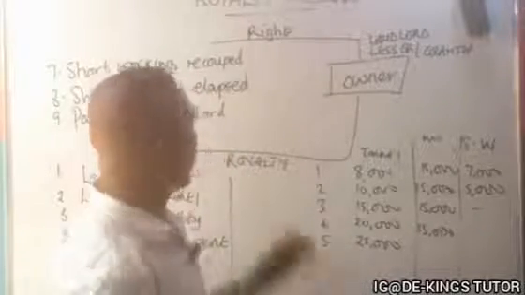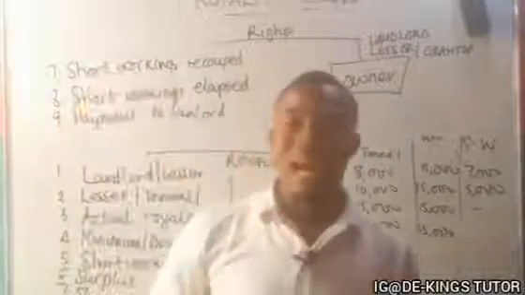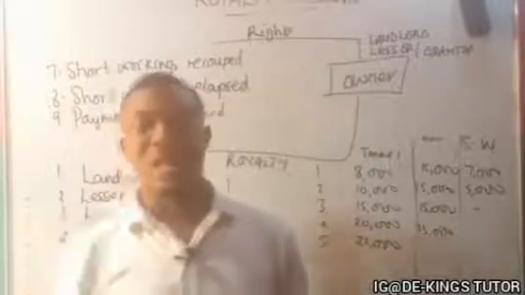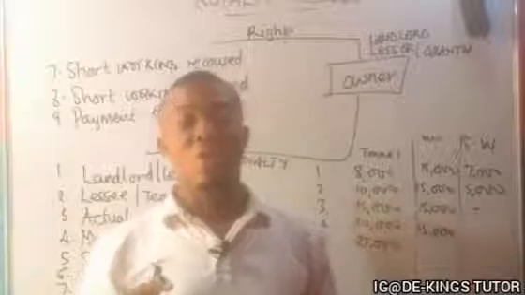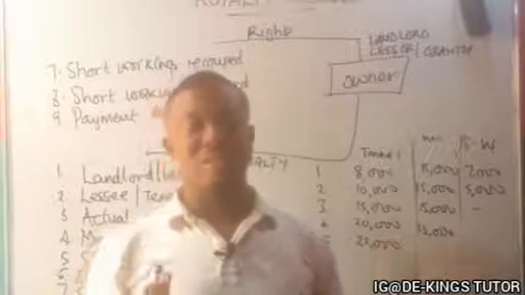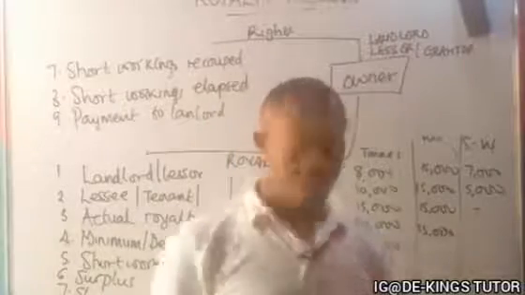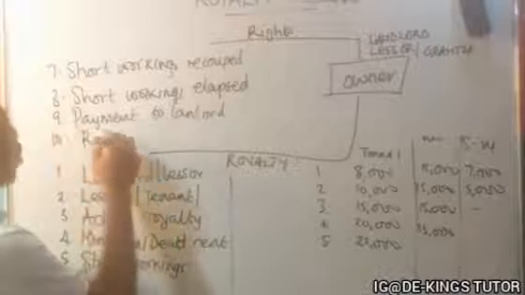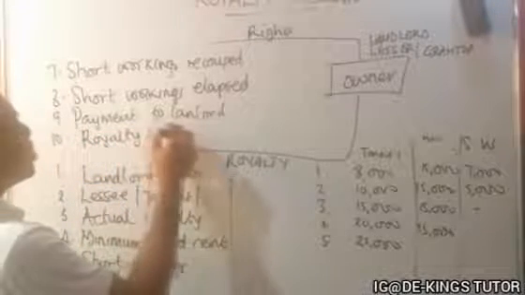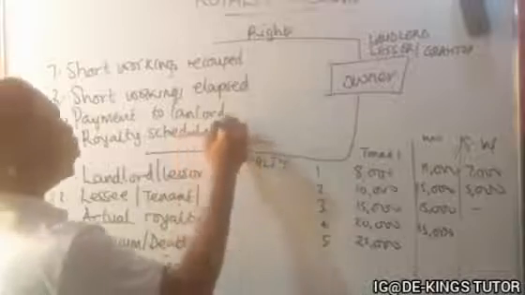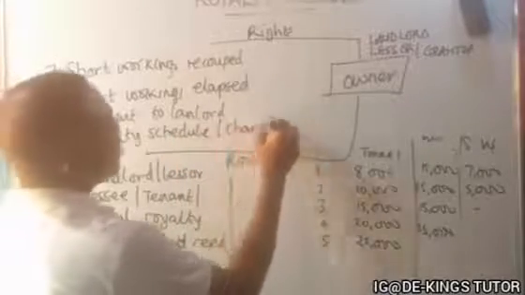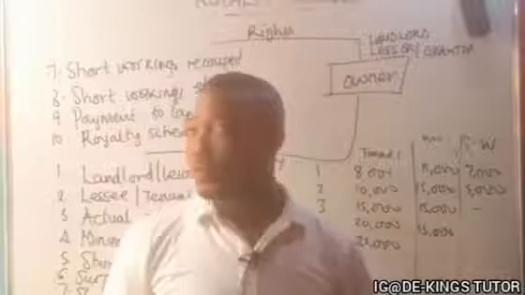So the payment to the landlord is the actual amount paid to the landlord, which is not below the minimum rent. It can be above the minimum rent, but it's not below it. Now another part I will add is what's called the royalty schedule or chart.